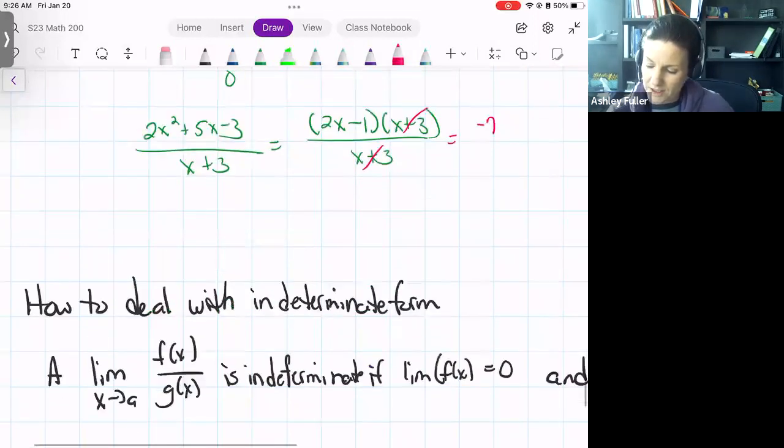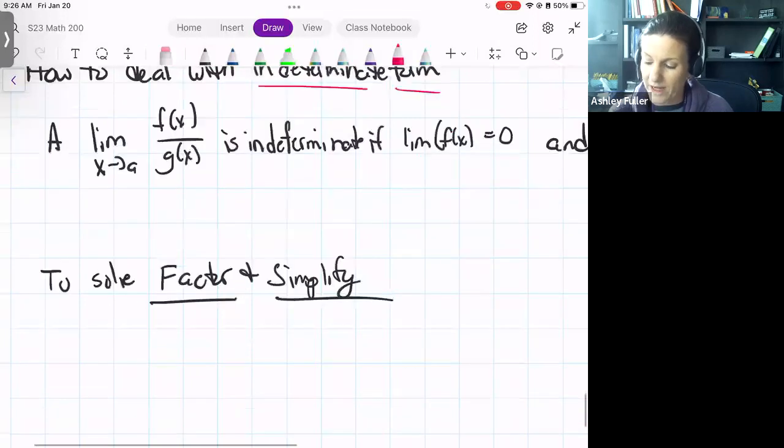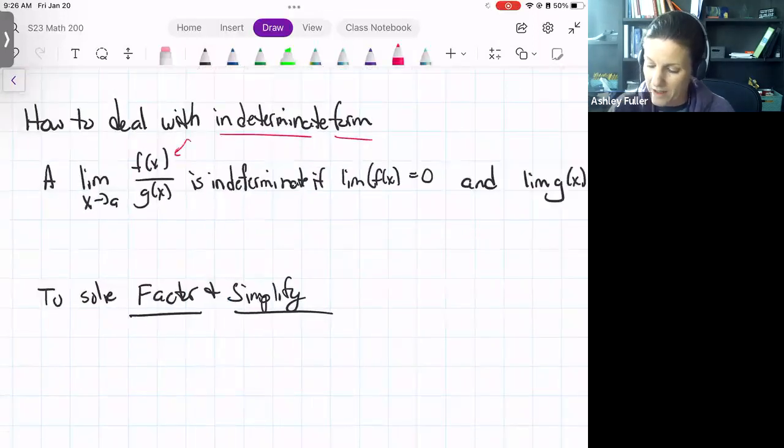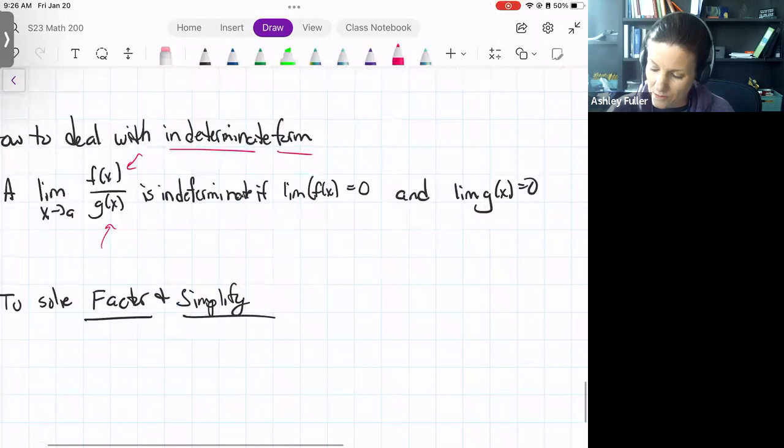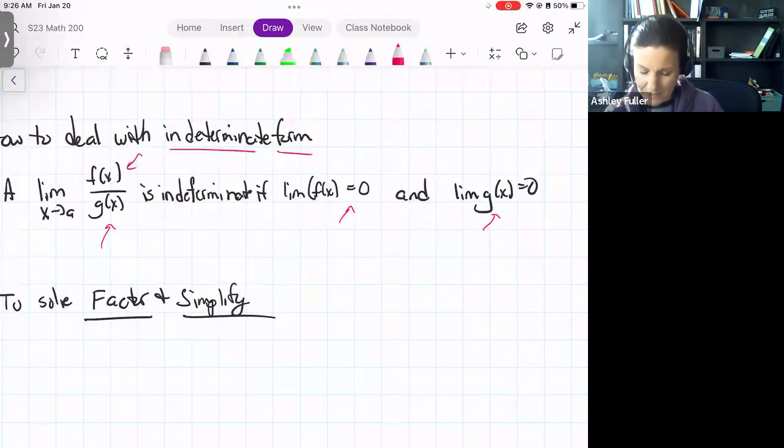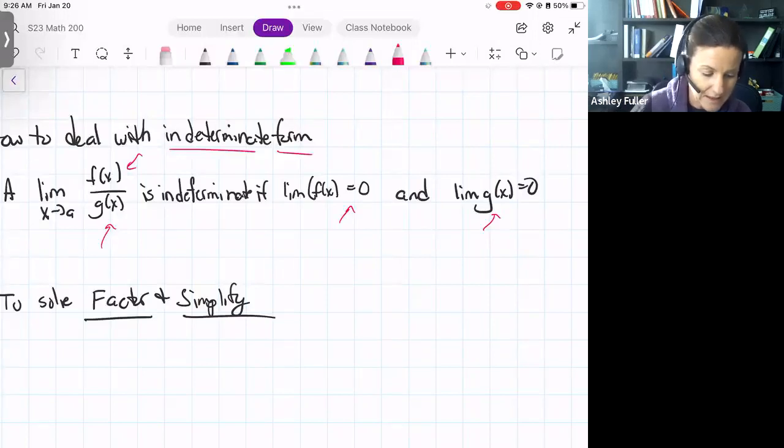As a rule, when you're dealing with what we're going to call the indeterminate form, we have to first make sure that both the top and the bottom equal 0 at the value that we're approaching. And then we simply factor and simplify.